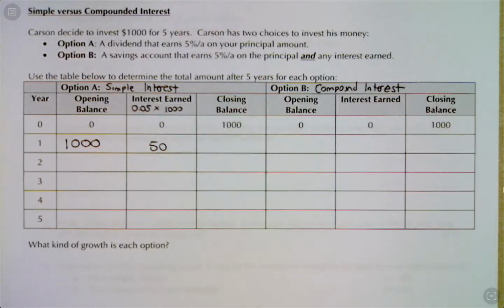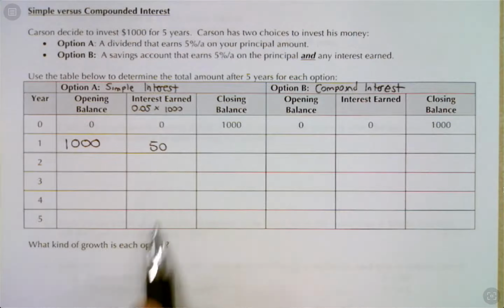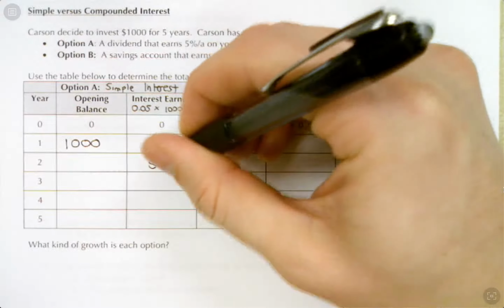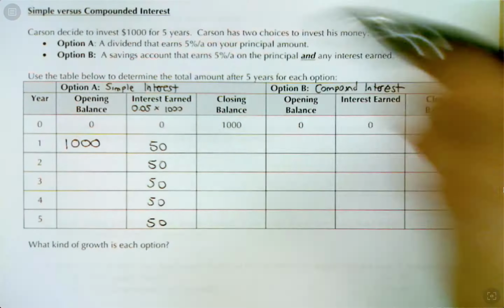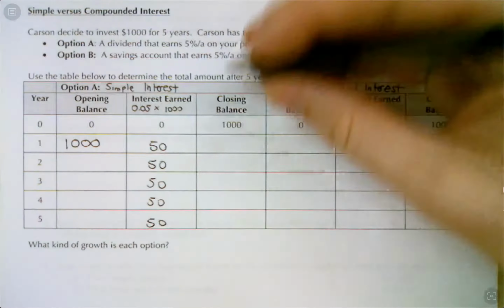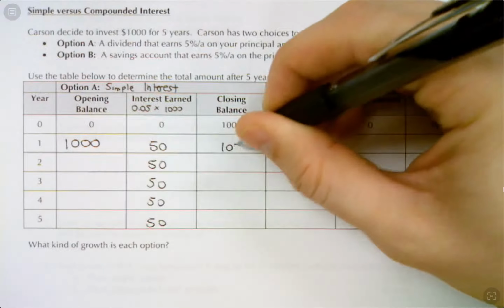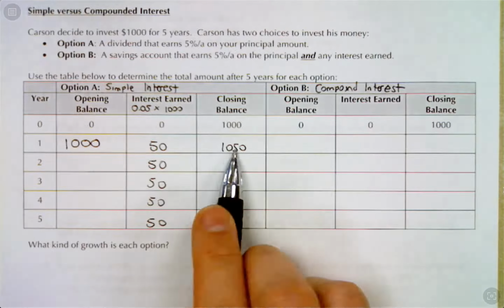In a simple interest example, you only earn interest on the principal, which means you only earn interest on the $1,000 amount. But you earn that interest every year, so every year he's going to get an extra $50. Now he has to have that money stay there for the 5 years, but if he does keep it there, he earns the $50. So what ends up happening is basically he earns $50 every year. At the end of the first year, he'll have $50 more.